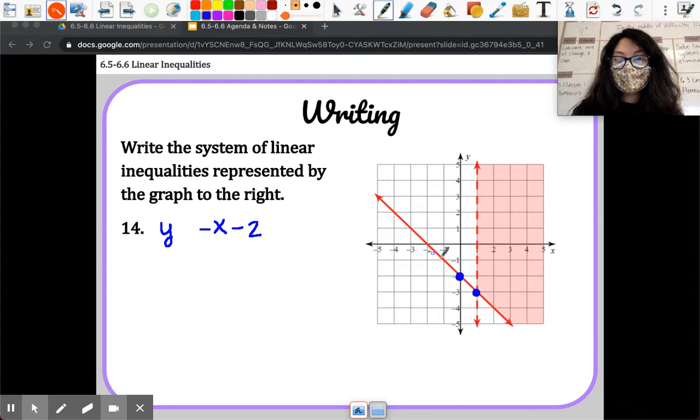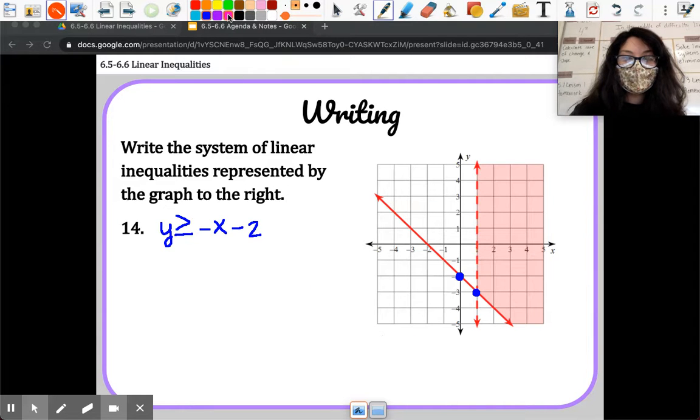For this line, because it's solid, I know regardless of which way I face my symbol, it's got to have a bar underneath. And if I put my pencil on this solid line, somewhere near the shaded part, I would have to move vertically up to reach the shaded region. So I want a greater than symbol.